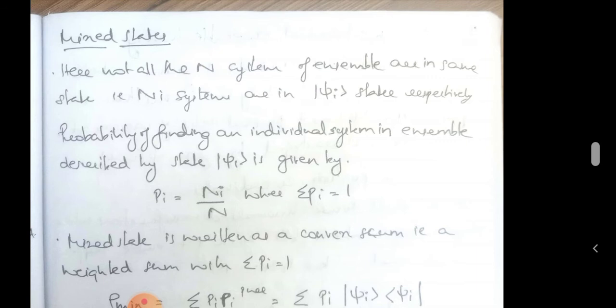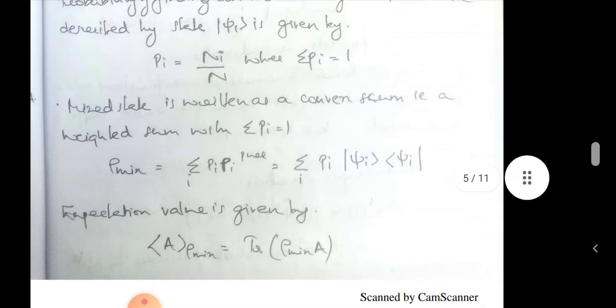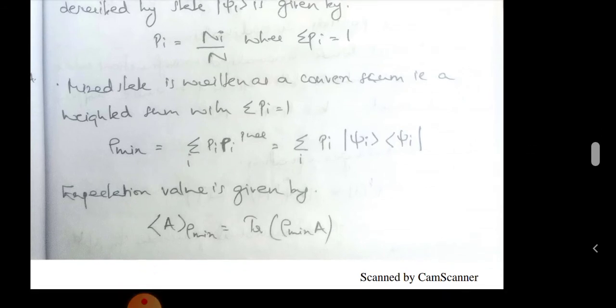So the density matrix of this mixed state can be written as summation over i of p_i into rho_i of pure states, and rho_i of pure states is actually the product of the states psi_i, and the expectation value of A is given by trace of rho of mixed state and A.